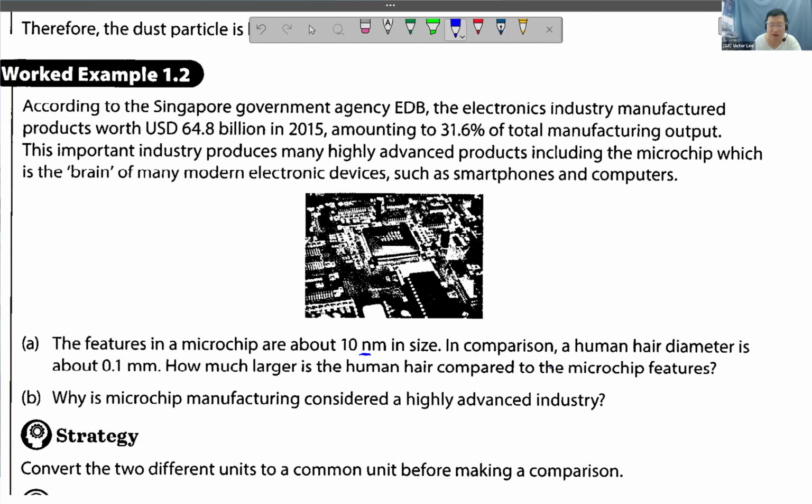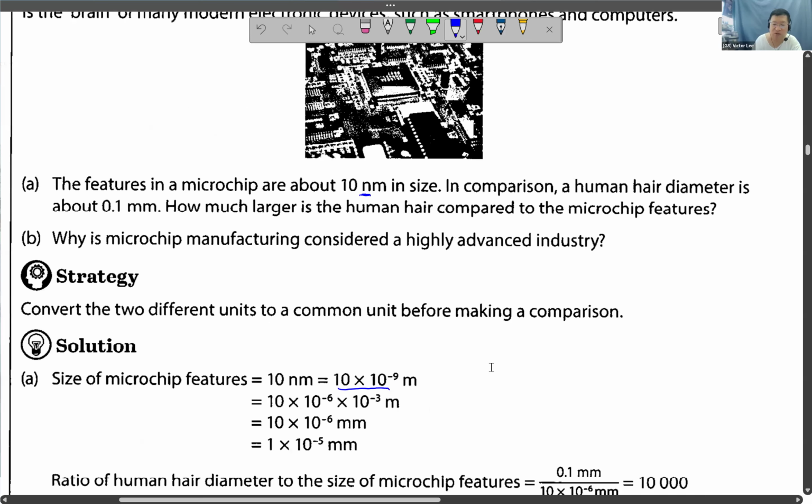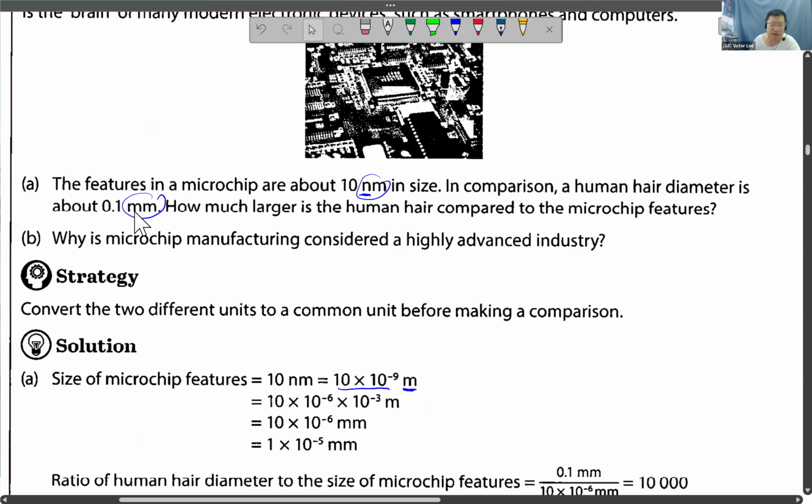But if you want to put into standard form, what will it be? This one change to millimeter. So you want to compare this nano into millimeter. First, you convert to meter. Another way is convert the mm to meter. Then you can compare, right? Or they want to know how much larger is the human hair compared to the microchip. So in other words, I want to compare this. If I convert this to mm, how many mm is that?